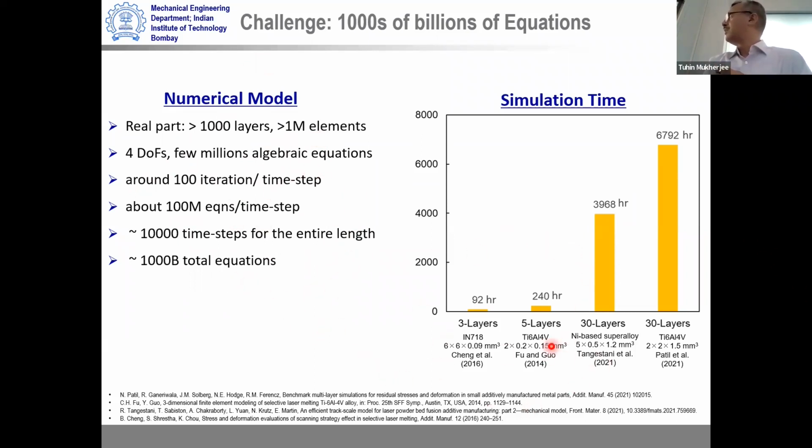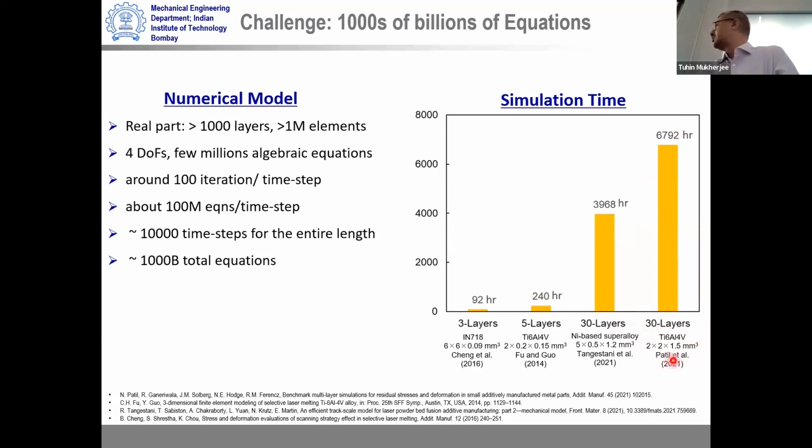Here is an estimate of what has already been noticed. If we are modeling a 3-layer deposit of a simple cross-section like this, it has been noticed that it can take around 92 hours just for one simulation. And imagine that this is perhaps done only for one process condition. Now you try to see more process conditions. And more importantly, as we increase the number of layers, that means the part size is increasing, the total time is increasing almost in an exponential manner.